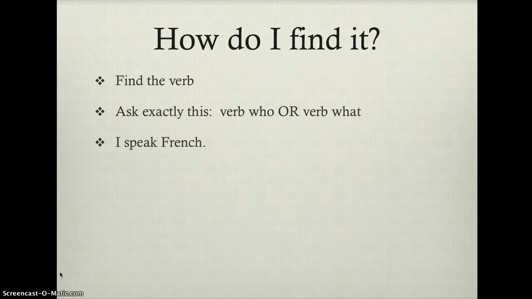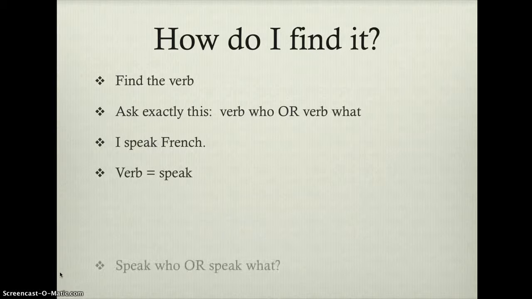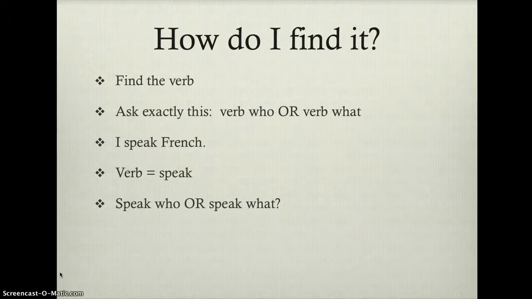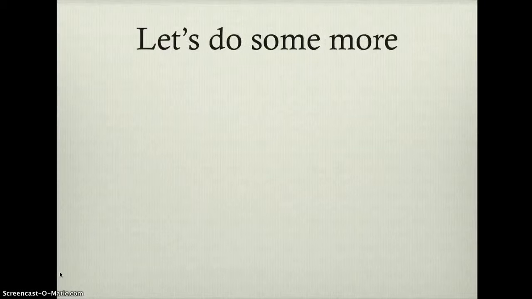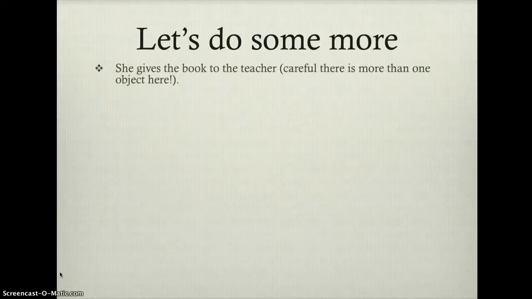All right, so let's take this sentence. I speak French. All right, the verb is speak, okay? That's the action verb. So the question is, speak who or speak what? Well, speak French. So French is our direct object. All right? It's really that easy, okay? Don't try and read anything into it. It's that easy.